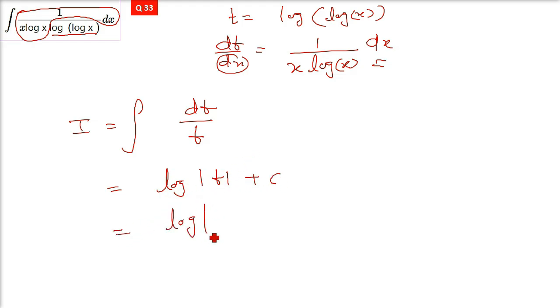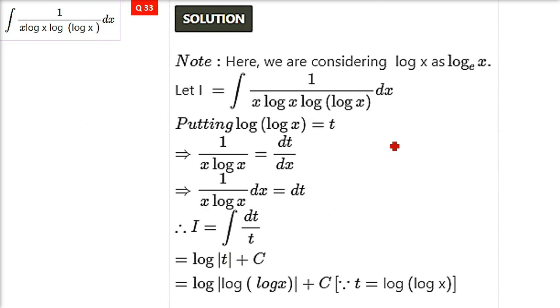The t was initially assumed to be log x. Now replace this here in place of t, it will be log x. So there are a number of logs here, that's why this is the answer. So this is what you have to write actually, because explanation is something different and writing is something different. Writing gives you marks and explanation gives you understanding. Understanding is as important as writing the solution on the paper.